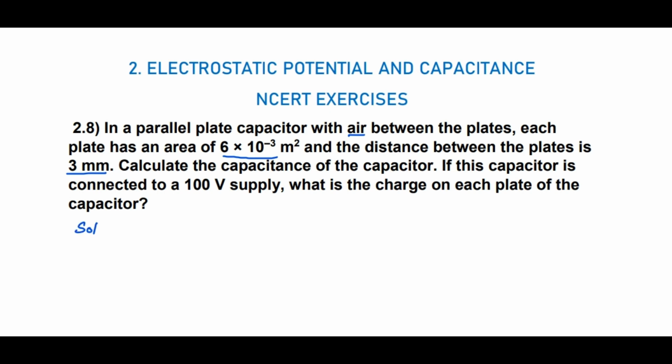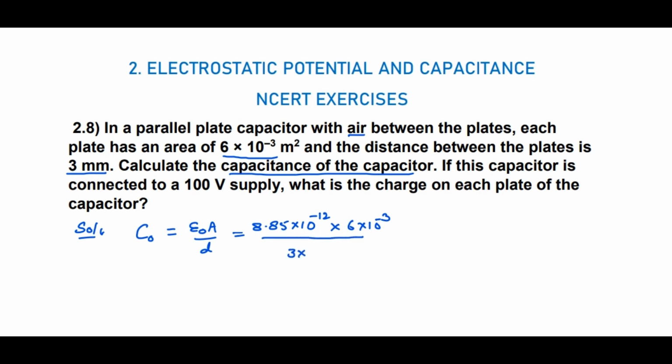Coming to calculate the capacitance of the capacitor. In the absence of the medium, the capacitance, I am writing C0, is equal to epsilon naught A by D. Here epsilon naught value is 8.85 into 10 power minus 12. A is 6 into 10 power minus 3 divided by D value 3 millimeter, 3 into 10 power minus 3 meter.